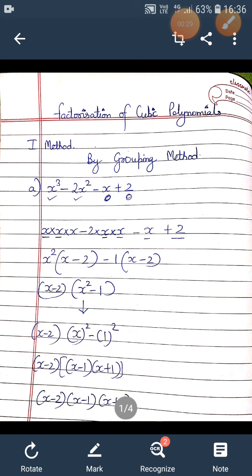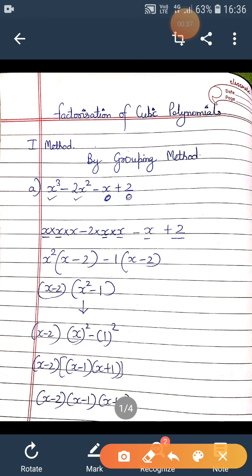So grouping method is applicable to some set of polynomials where we can find groups. For example, in this polynomial we have four terms: x cube minus 2x square minus x plus 2. First term is x cube, second term is minus 2x square, third term is minus x, and plus 2 is the fourth term. Let us see if we can group them together.